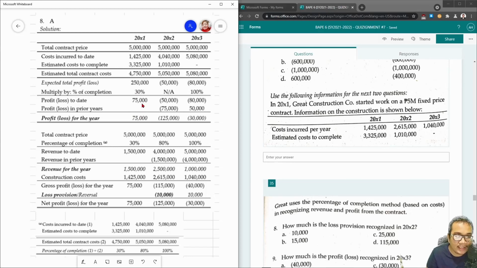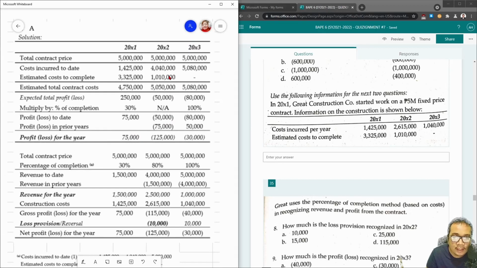Pagdating ng 20x2, kung kailan nandun na yung loss provision natin, nagkaroon na ng loss. Gaya ng sinabi sa lecture video discussion, automatic in full ang recognition nito. Hindi na yan sa percentage of completion. In full ang recognition ng loss. Kaya pagdating dito, loss to date is 50K.